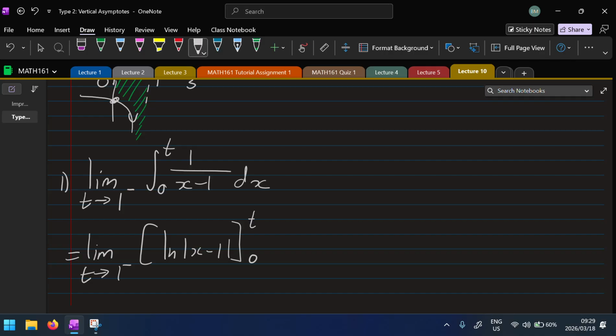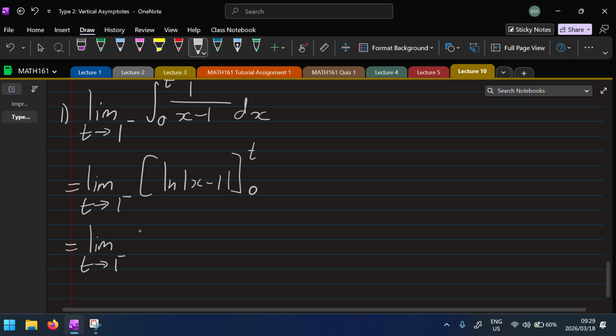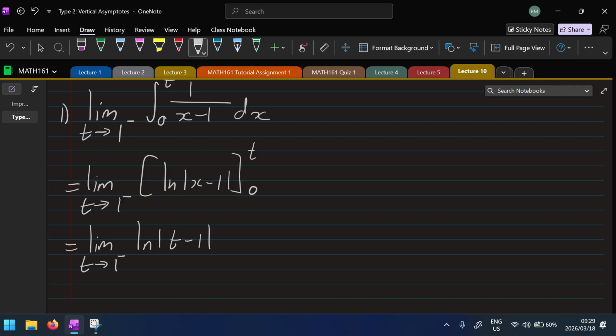If we put in t, we just get t minus 1. So no issue there. And if we put in 0, we just get natural log of 1. That's 0. So that's all fine. So we're going to leave it like that for now. Let's have a look at the other one.